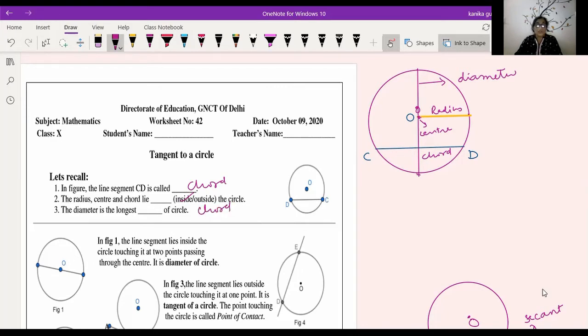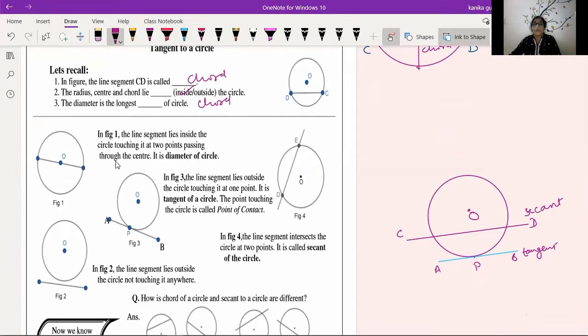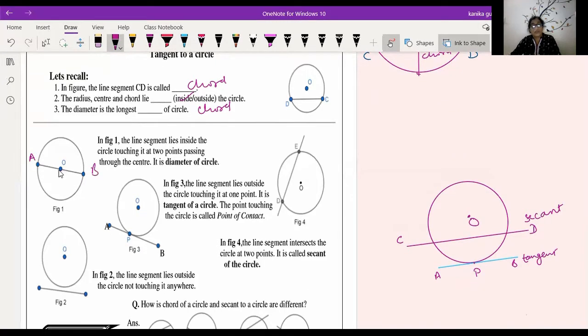Now, in this figure number 1, the line segment lies inside of the circle, touches it at two points, and passes through the center. It is called the diameter of the circle. Now, this is a line segment AB that is passing through the center of the circle and its two endpoints are on the circle, that is called the diameter of the circle.